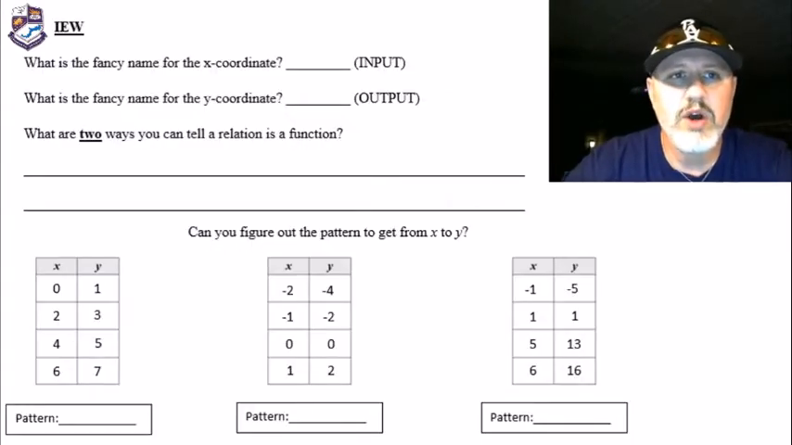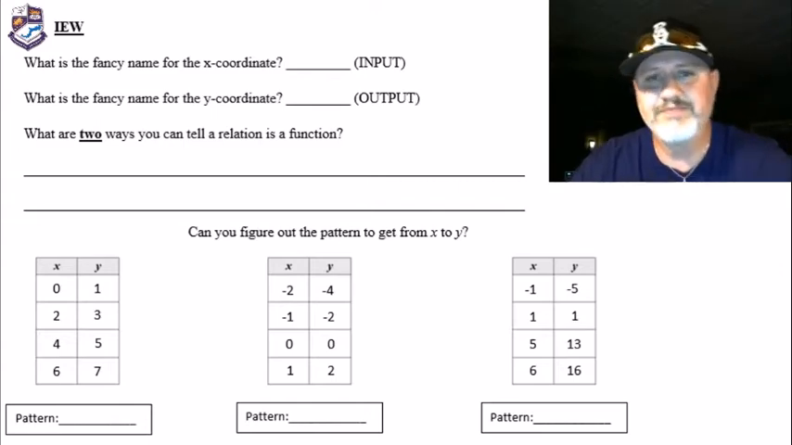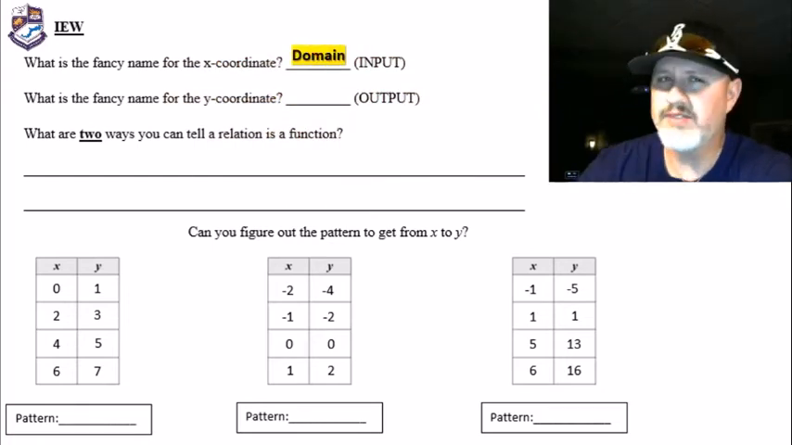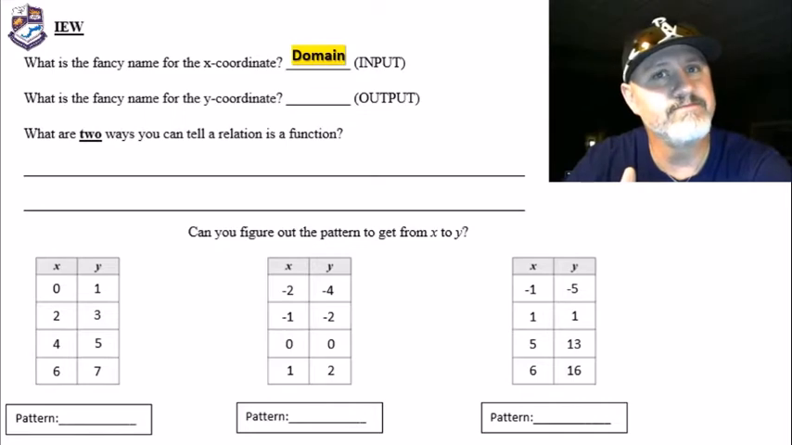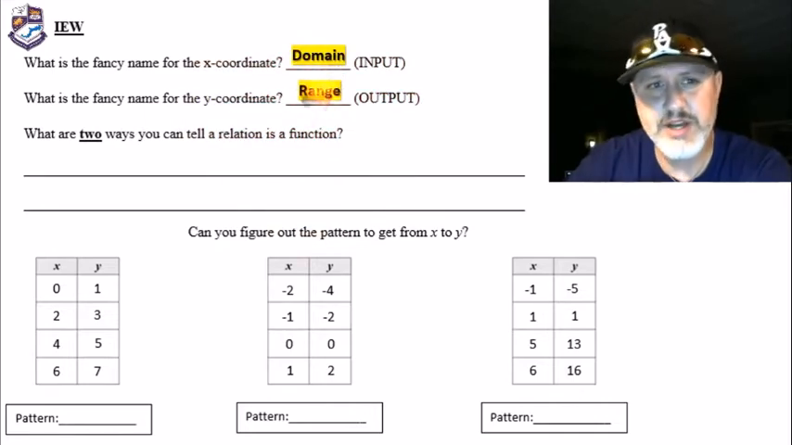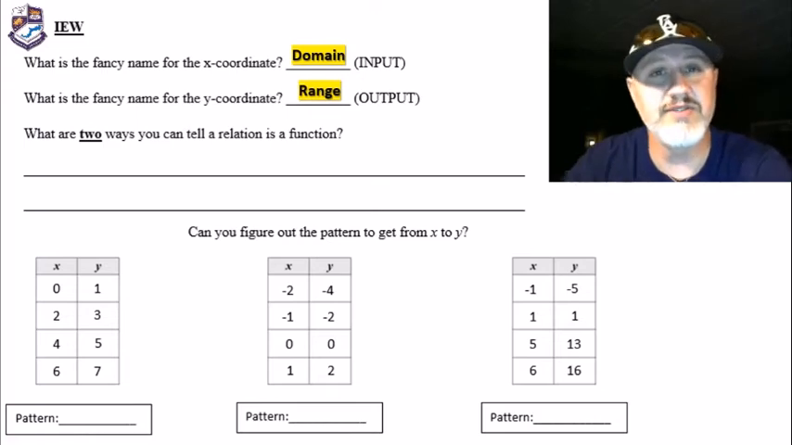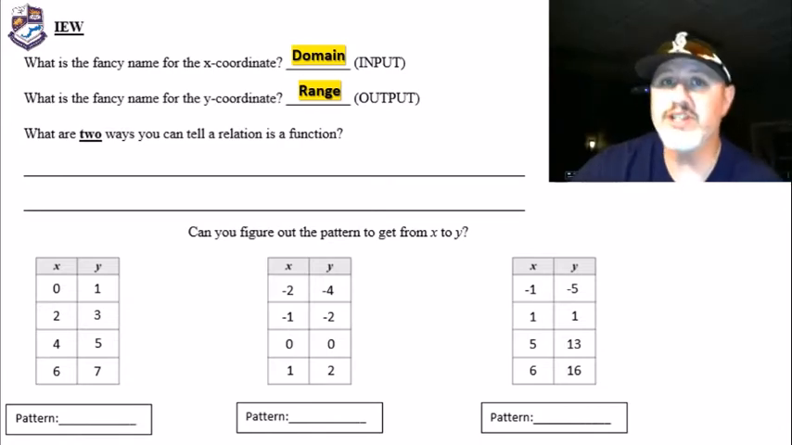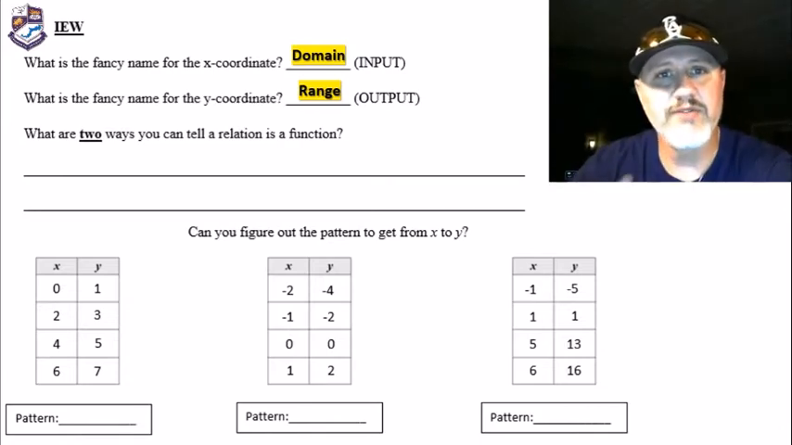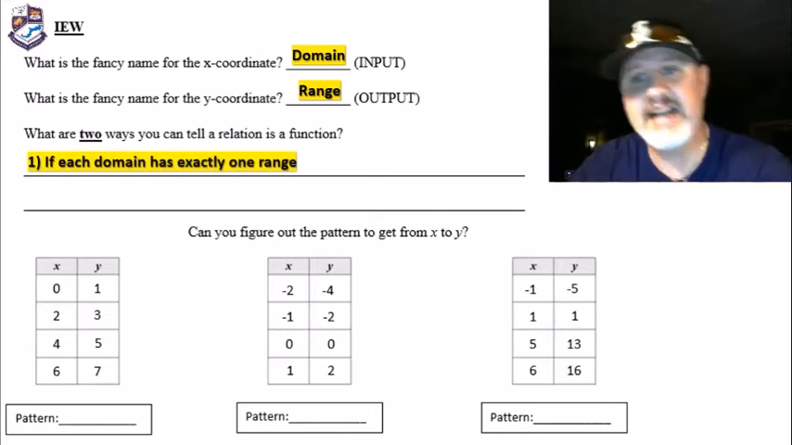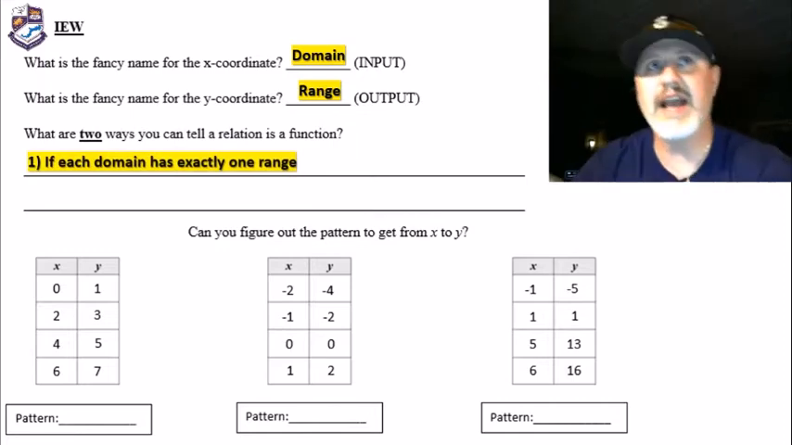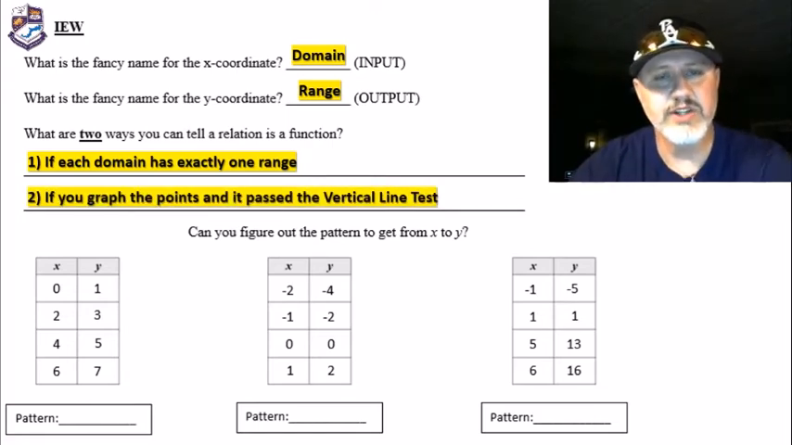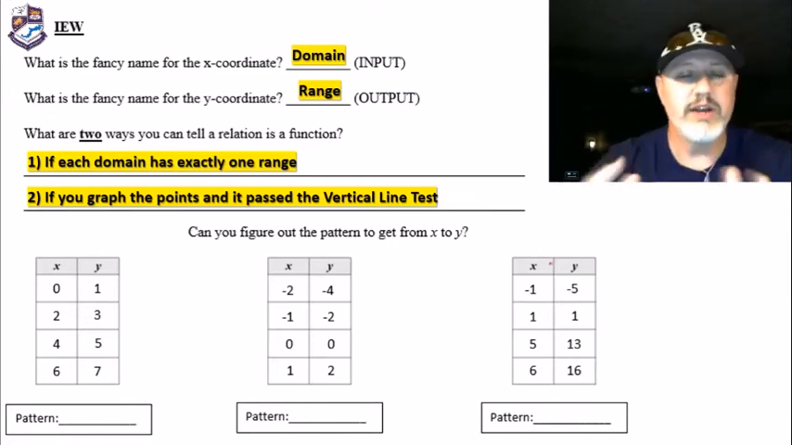Okay, let's look at this next page. Just as a quick review, what is the fancy name for the x-coordinate? It is called the domain. And what is the fancy name for the y-coordinate? It's called the range. And how can you tell if a relation is a function? Remember all those different ways that we talked about last week? Well, a relation is just a set of ordered pairs. And a function, well, if each domain has exactly one range, remember the number machines? If each x has a unique y, or you could graph it and see if it passes the vertical line test.